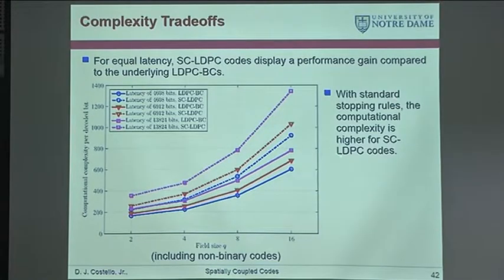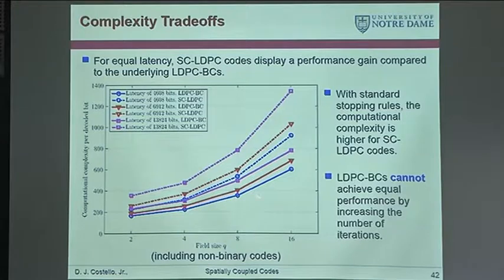Now this is with standard stopping rules. Again, you could make this comparison all kinds of different ways. You could let each of these codes use their best update schedules and stopping rules, that is, when you stop iterations otherwise. And of course that's going to affect the computational complexity. But this is just without trying to do anything fancy like that.